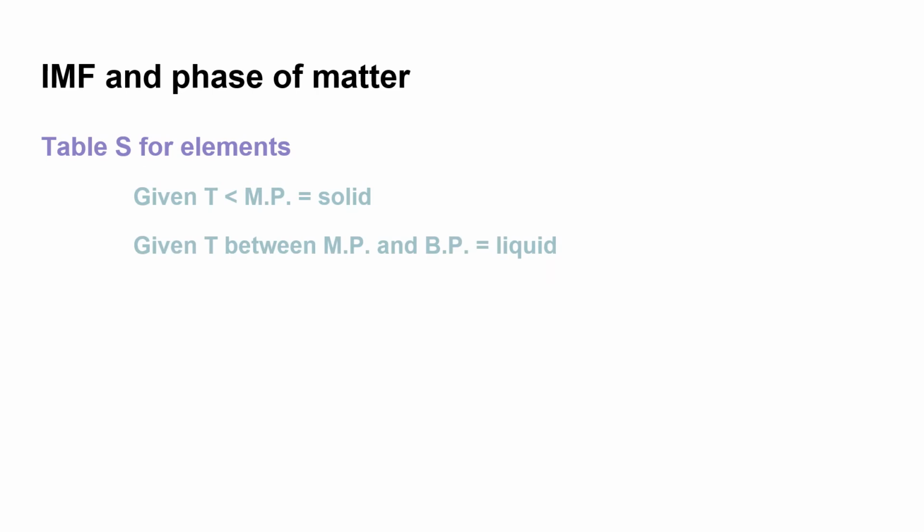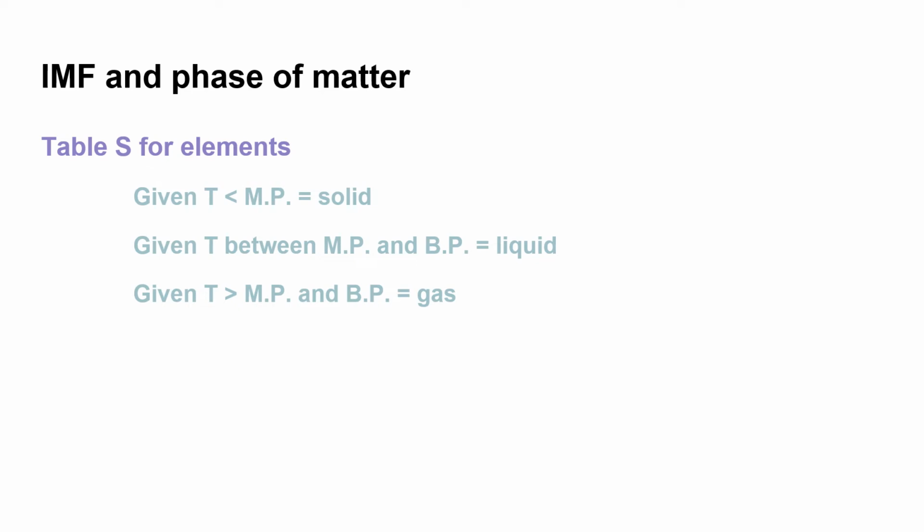If your given temperature is between the melting point and boiling point, that means this thing has already melted, but it has not boiled yet. So it's in the liquid phase. And if the given temperature is greater than both the melting and the boiling point, that means this thing has already melted and already boiled, so now it's in the gas phase.